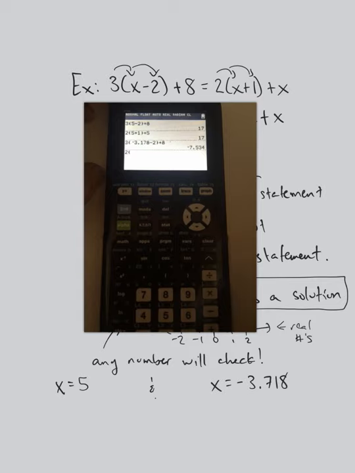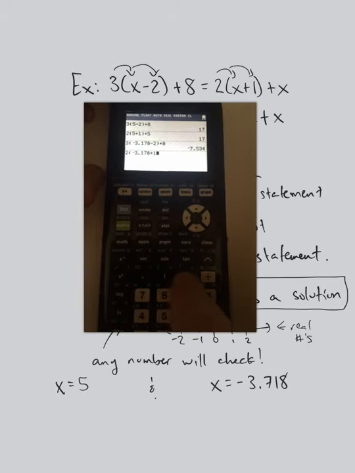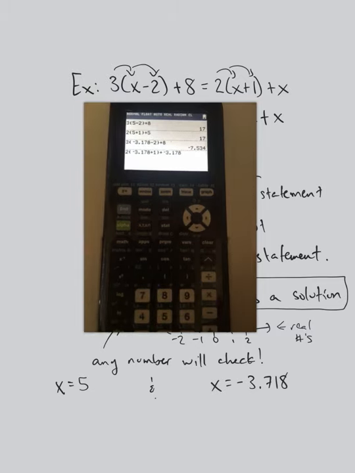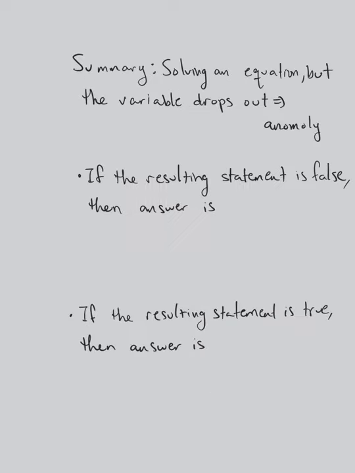So now I plug that x into my right side. So 2 times x plus 1, and then plus x, so plus -3.718. Like that, and hopefully we'll get that -7.534, and see, we do. And so that's what it means for any number to be a solution: no matter what you plug in, it'll check. Okay, so let's put all this together in a summary.